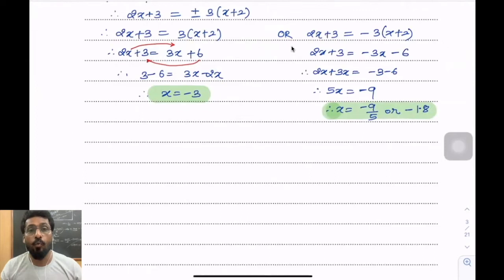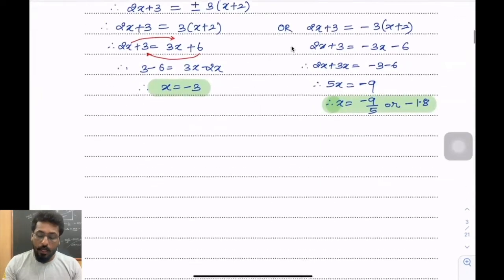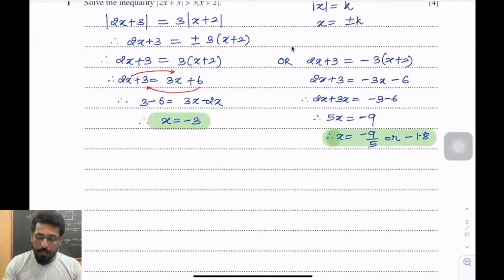Now the things are very interesting from here. Just pay proper attention. What I'm going to do here is first of all draw a number line. See, you want to find a range. It's not an equation, it's an inequation. So you want to find the range of x. So I'll first draw a number line.